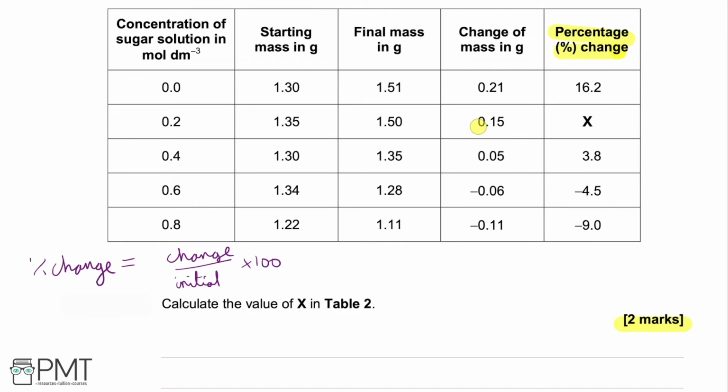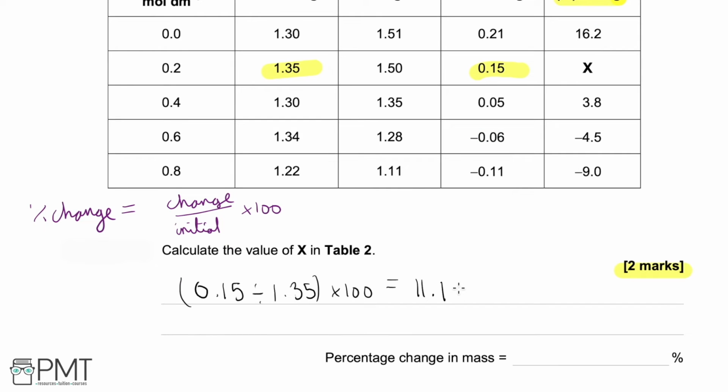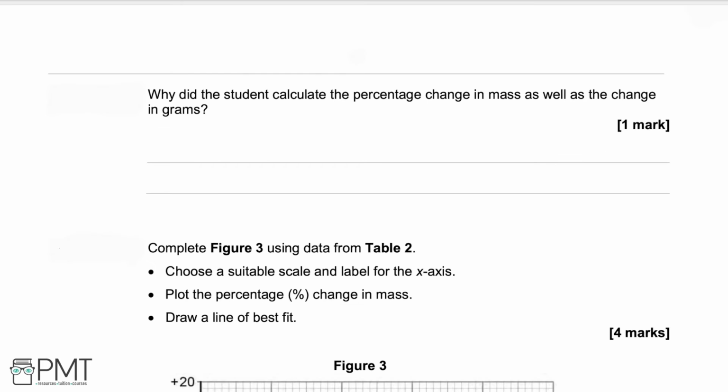So, using the formula here, we take our change in mass, 0.15, and we divide by the starting mass, 1.35. So we'll write this down, and then we'll multiply this whole answer by 100. This gives us a value of 11.1 recurring. Now, for this question, it's sufficient to give 3 significant figures, so our answer is 11.1.